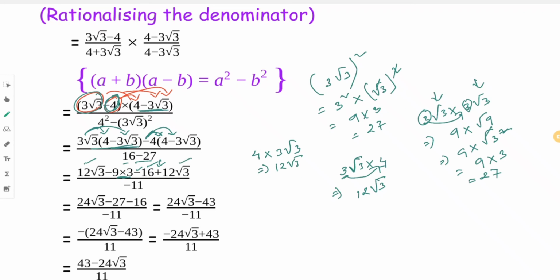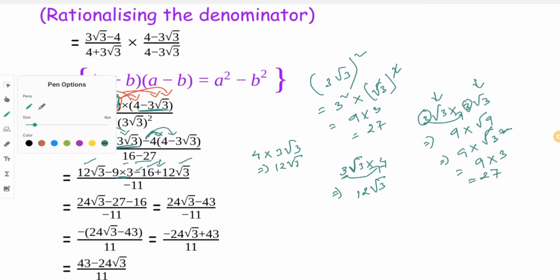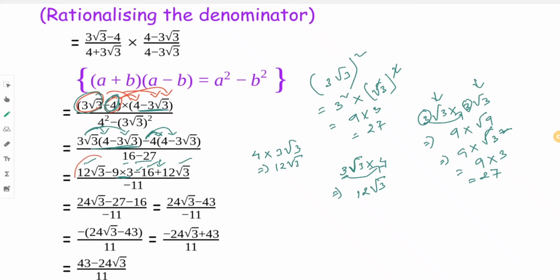Alright, so if you look here, you can see that this 12 root 3, and again I have one more 12 root 3, both are plus, right? So if I add both of them, I'll just write here 12 root 3 plus 12 root 3. So remember, this is addition. Okay, so you just have to add the outside numbers. 12 plus 12 is 24, and then root 3. Alright, so after I add, I'm getting this. Then 9 3s are 27. Then again minus 16. So if you subtract these two, 16 minus 27, you'll get minus 11 down here.